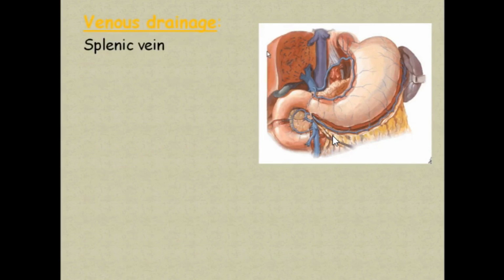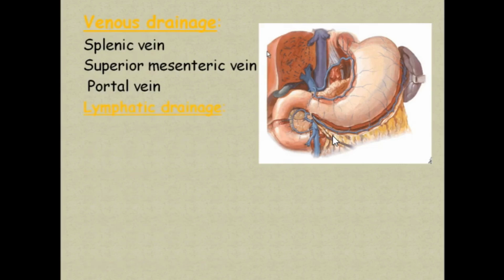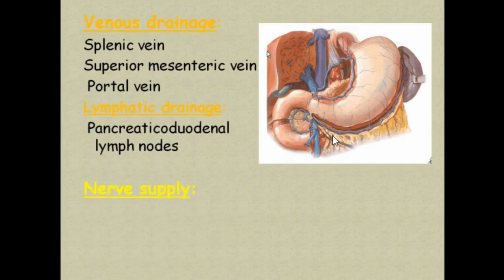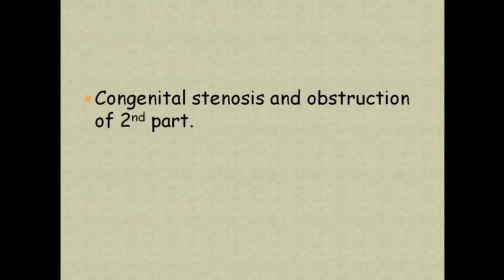Talking about venous drainage, it is drained by splenic vein, superior mesenteric vein and portal vein. For lymphatic drainage, we have pancreatico-duodenal lymph nodes, and nerve supply is by T9 to T10 spinal segments. Parasympathetic is by vagus nerve.